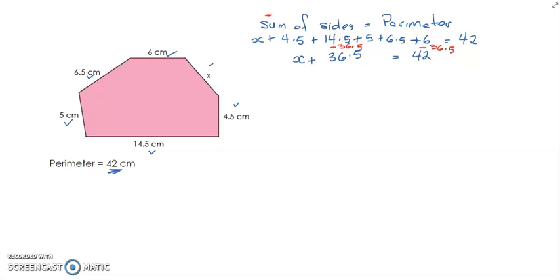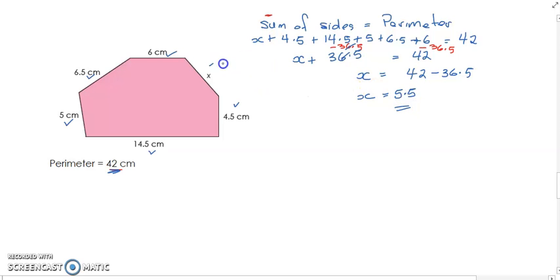on the other side, 36.5. All right? So when we do that, these two will cancel out. So we're going to be left with x is equal to 42 minus 36.5. When we subtract them, 42 minus 36.5, we're going to get 5.5. This side here is 5.5 centimeters. To see that they add up to 42, to know if you are correct.